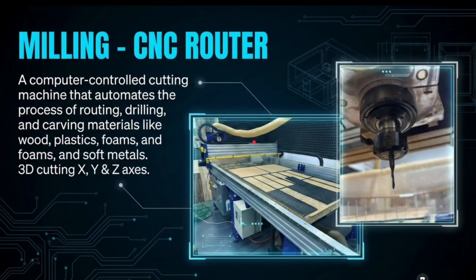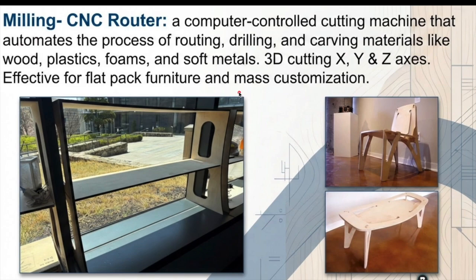So a CNC router is a computer-controlled cutting machine that automates the process of routing, drilling, and carving materials like wood, plastic, foam, and some soft metals. And it's 3D cutting, and we're looking at the X, Y, and Z axis for milling. An application for a CNC router could be flat pack furniture or mass customization.